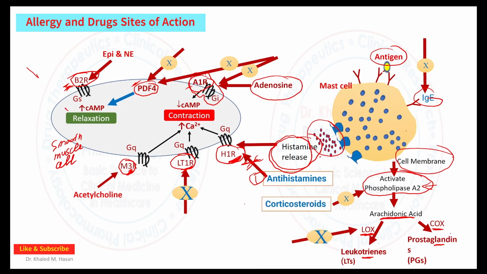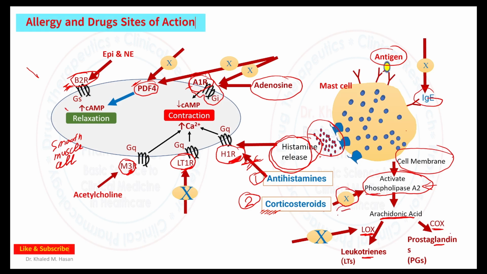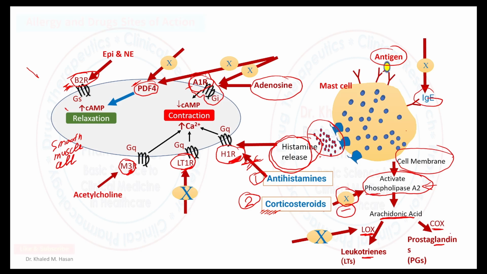The second group of medication is cortisone. How do corticosteroids work? Corticosteroids inhibit the enzyme called phospholipase A2. So this is the mechanism of action. That is how cortisone works, the second group of medication.